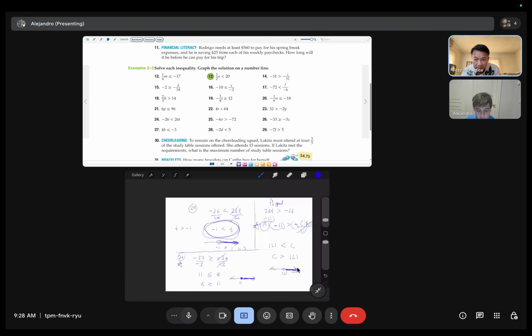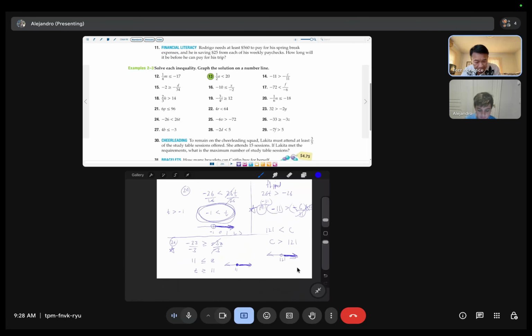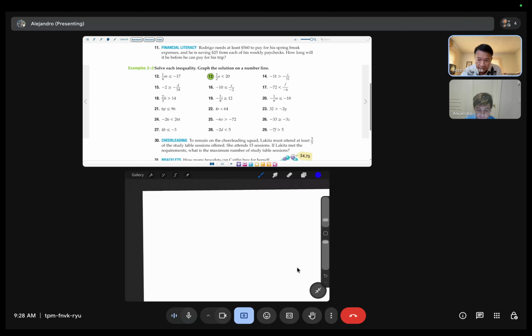We got 26, 28. You get that? Okay, Alex. Okay, 28. All right, negative 2d less than 5 is the original. Okay, no big deal. Divide both sides by negative 2. So cancel the negative and the 2. So d is greater than, now we flip based off the rule of dividing or multiplying by a negative in an inequality problem. So it becomes greater than negative 5 halves. You can put the negative back in the middle now.